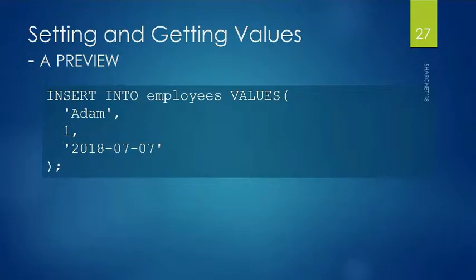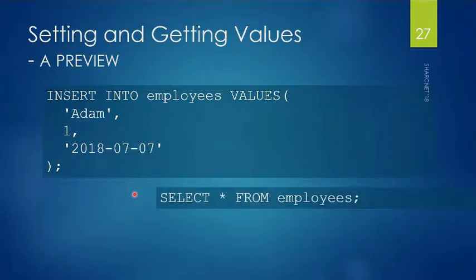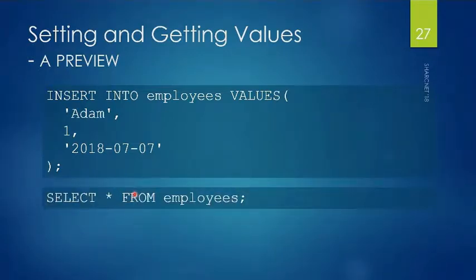So to get data into a table, the simplest way is with the insert into employees, the table name, values, and in a list, the same order that I created the table, you've got the name, the ID, and the date. And that's just a bit of a preview, so you can see what's going on. To get data out of the table, you're going to select star from employees to retrieve all of your data. So we'll just show you that real quick.